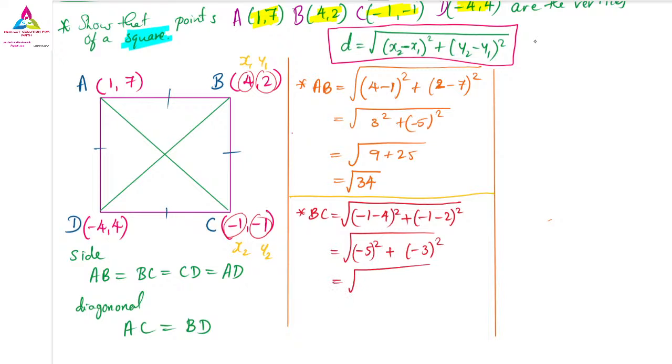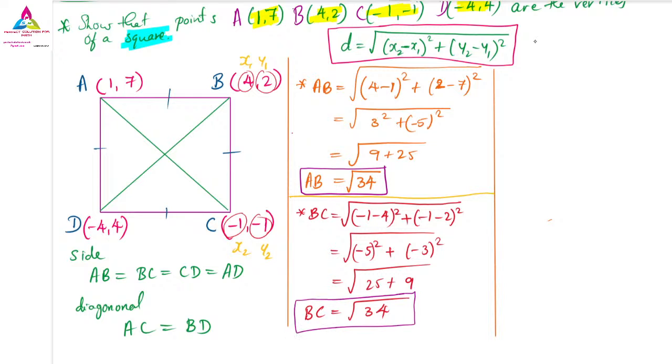Minus 5 the whole square is nothing but 25, because minus will convert to positive. Minus 3 the whole square is 9, because 3 square is 9. So if you add again, it will become root 34. So BC value also we found as root 34. Mark that value if you want at the end. BC also is root 34.